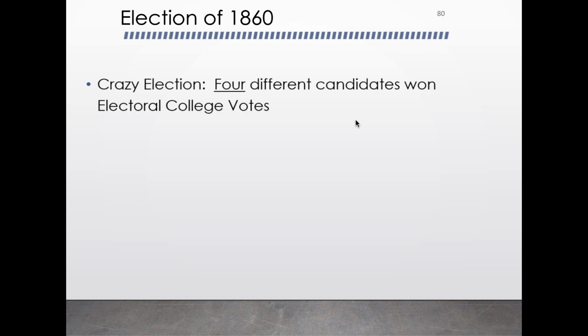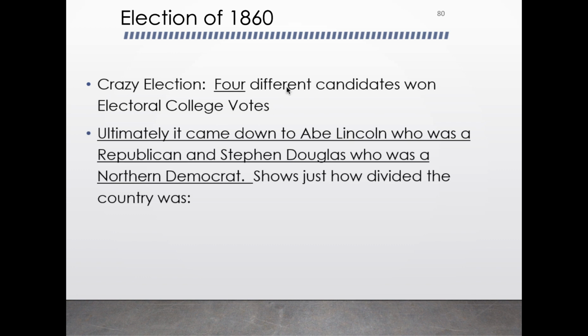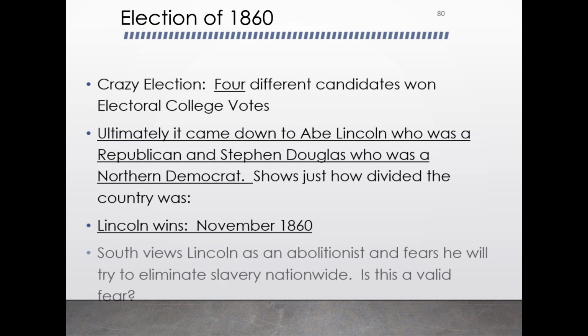So continuing on, the election of 1860 was a crazy election. 4 different candidates won Electoral College votes. Ultimately, it came down to Abraham Lincoln, who was the Republican, and Stephen Douglas, who was the Northern Democrat. It shows us just how divided the country was, and we saw that on the map. Lincoln does end up winning because he wins the northern states. So Lincoln being more popular in the North than Stephen Douglas gave him the White House.